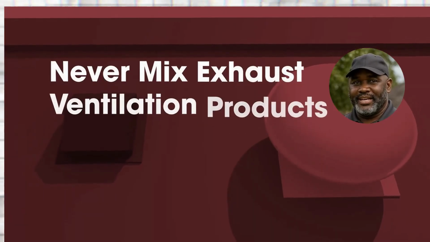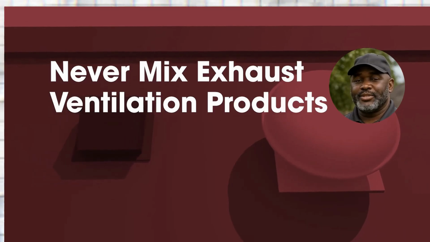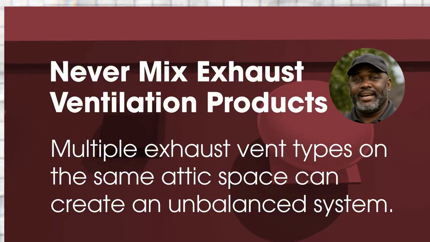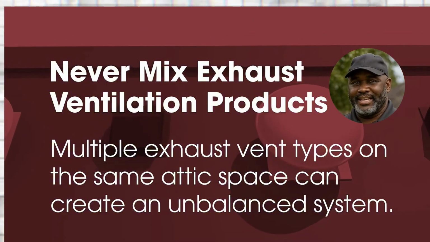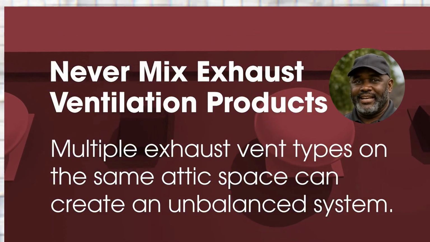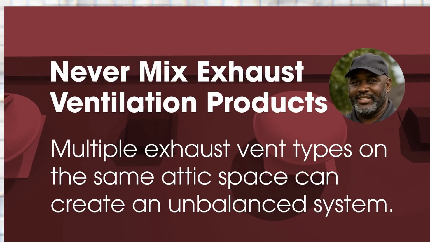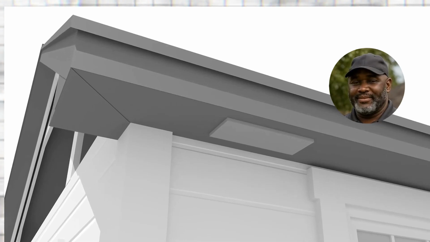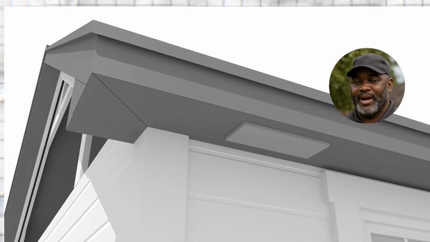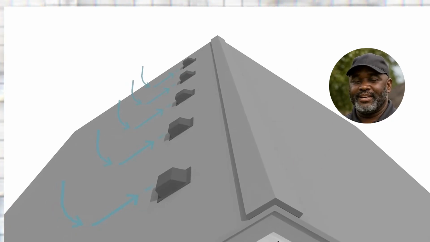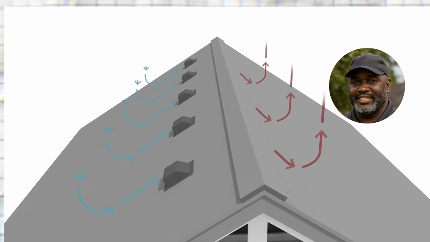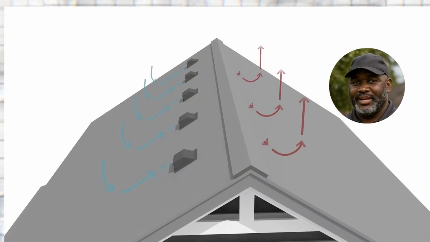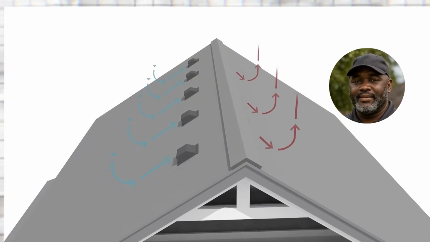Another important principle is to never mix exhaust ventilation products. Multiple exhaust vent types on the same attic space can create an unbalanced system and may lead to an exhaust vent functioning as intake, something referred to as a short circuit. This condition, also known as turbulence, may prevent the intake vents at or near the soffit from working properly. Effectively, only the top portion of the attic space is ventilated in this case. It may also increase the risk of weather infiltration being pulled into the attic space.